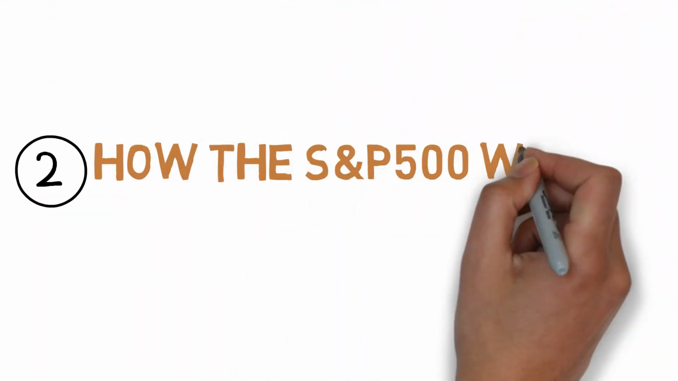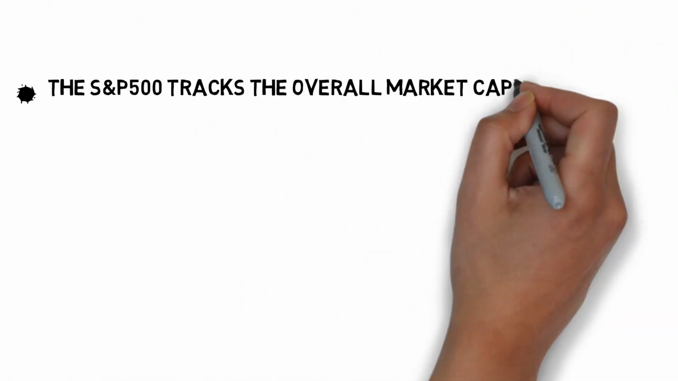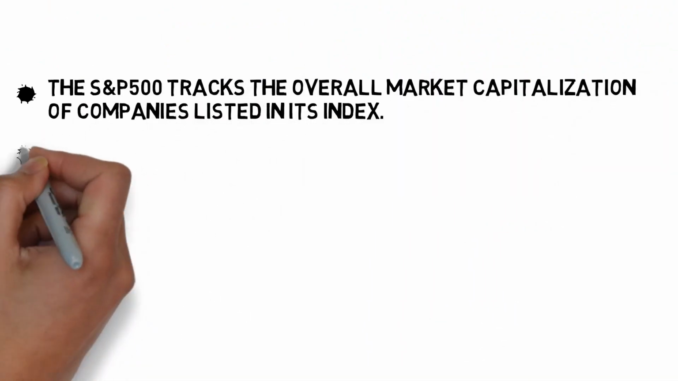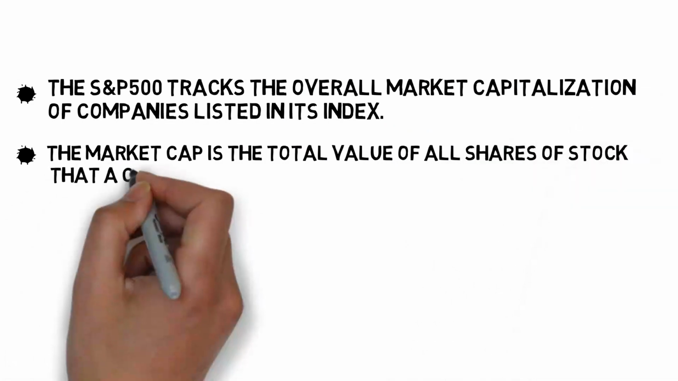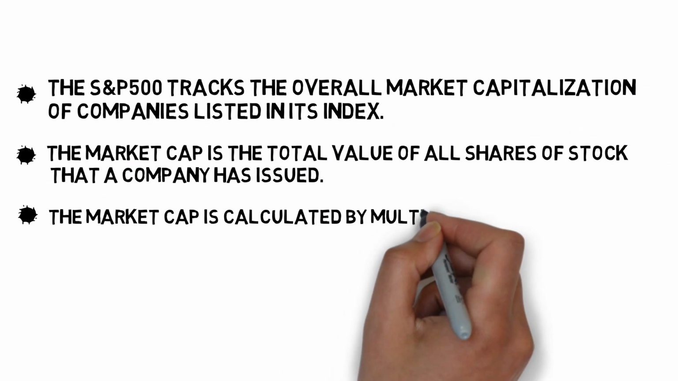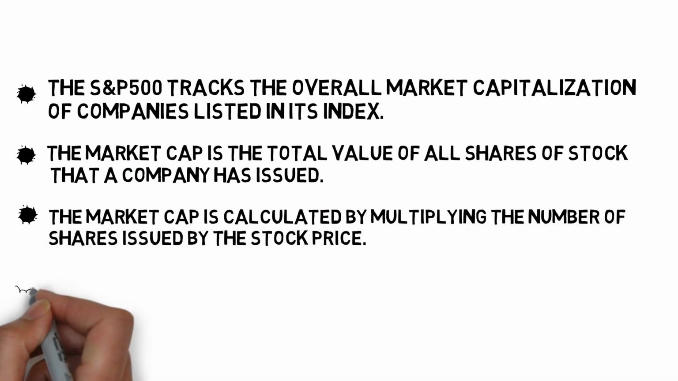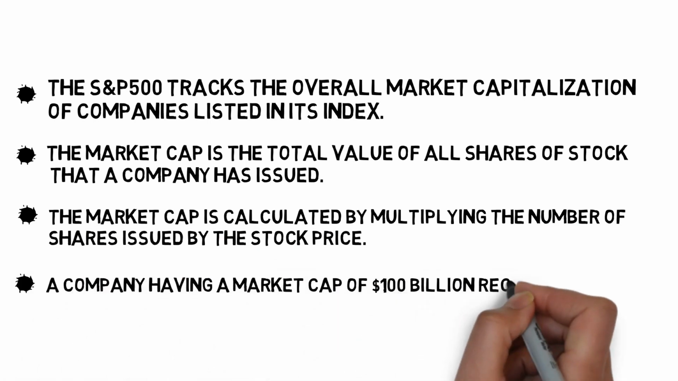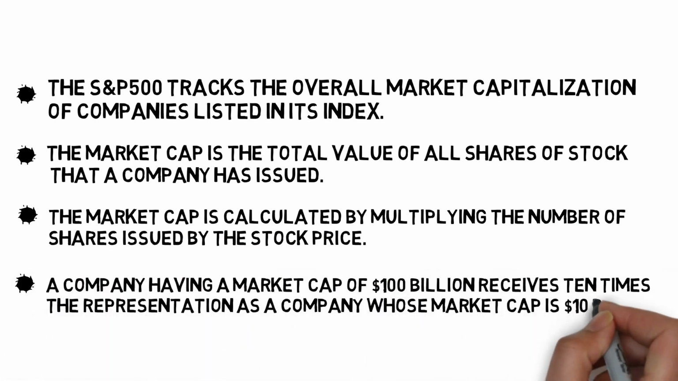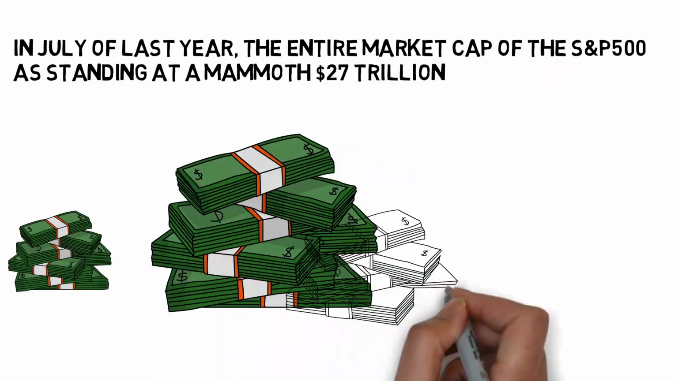Number 2. How the S&P 500 works. The S&P 500 tracks the overall market capitalization of companies listed in its index. The market cap is the total value of all shares of stock that a company has issued. The market cap is calculated by multiplying the number of shares issued by the stock price. A company having a market cap of $100 billion receives 10 times the representation as a company whose market cap is $10 billion.